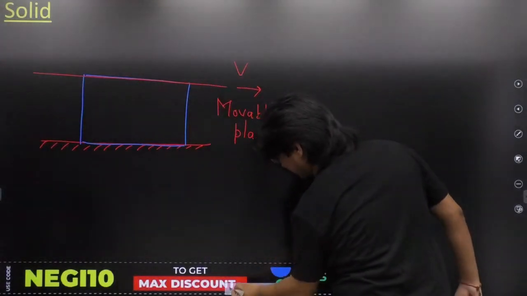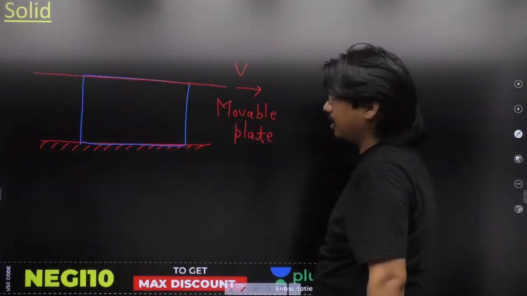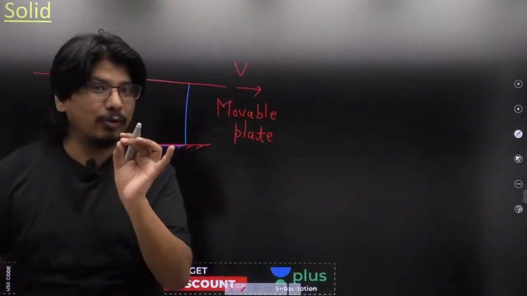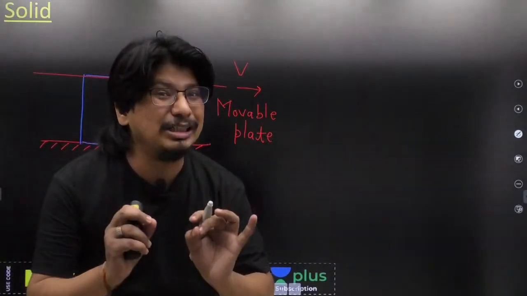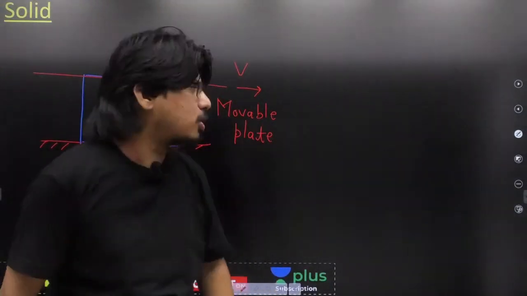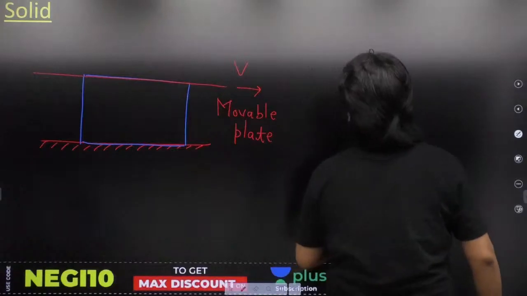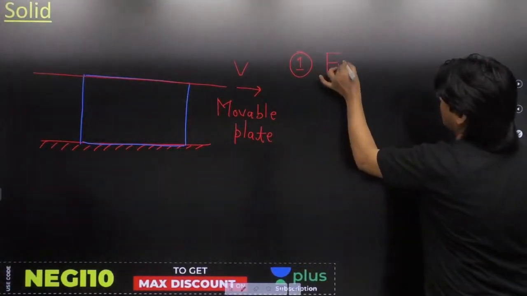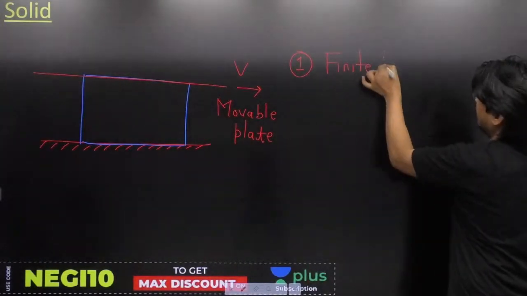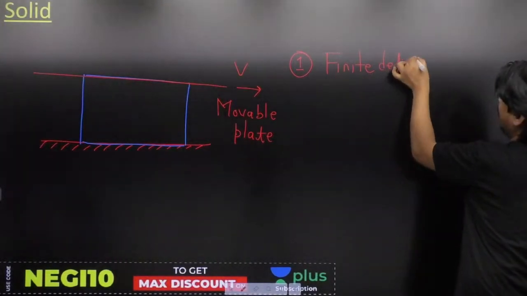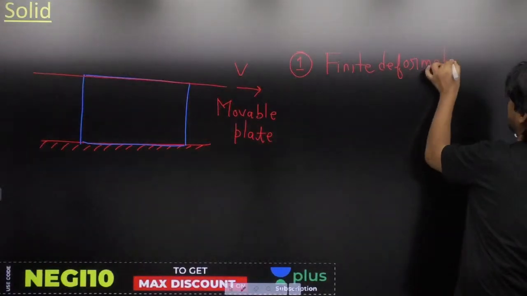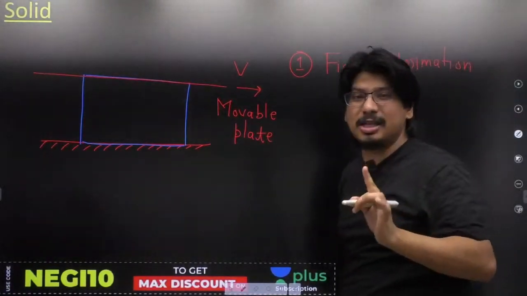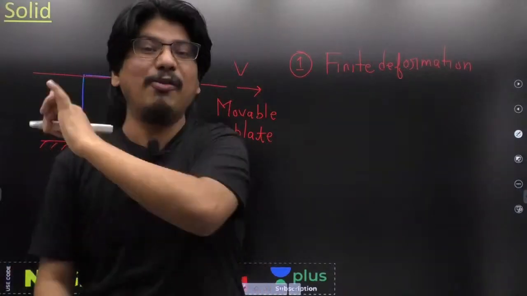Now listen carefully, my friends. Try to understand. What was your observation? Solid undergoes what? I have told you clearly. First point, you remember, solid undergoes what? Finite deformation. This is my first point. Always remember, solid will be undergoing finite deformation.